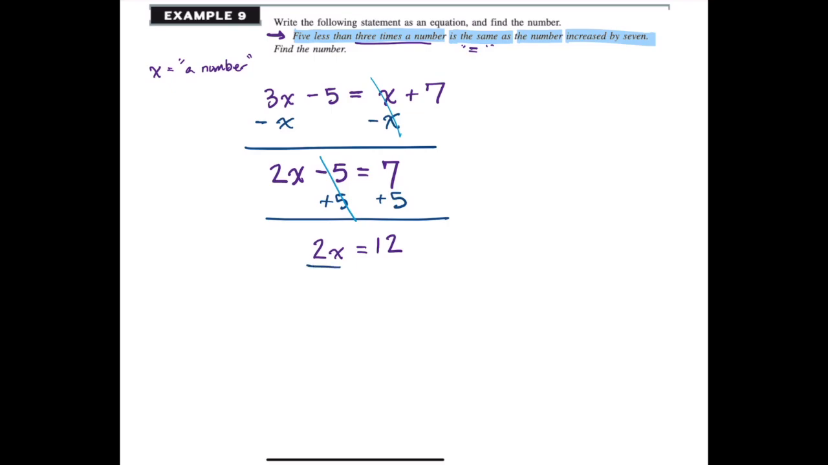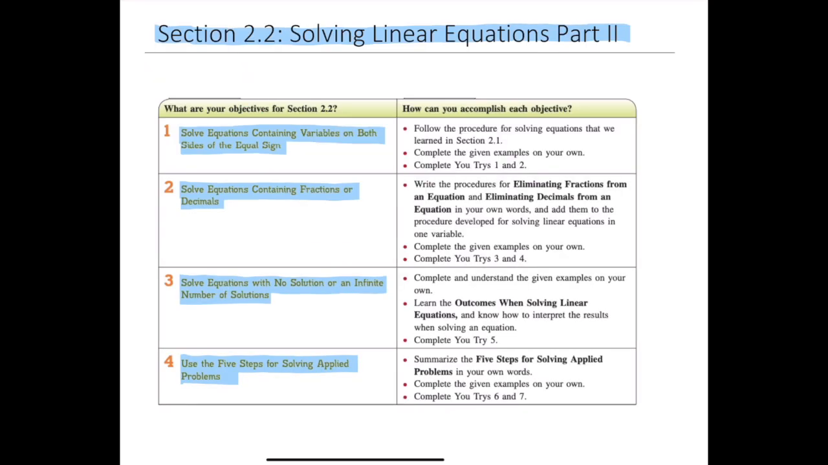Almost there. Let's divide both sides by 2. So we have x, 12 divided by 2 is 6. 6 is that number that they're talking about. 6 is the number that they're looking for. All right, so that concludes section 2.2. This was solving linear equations, part 2.